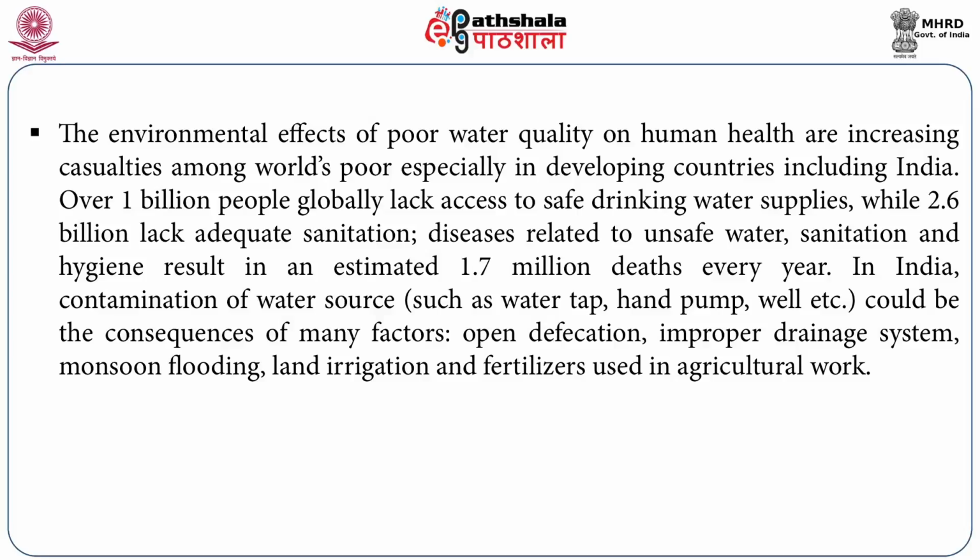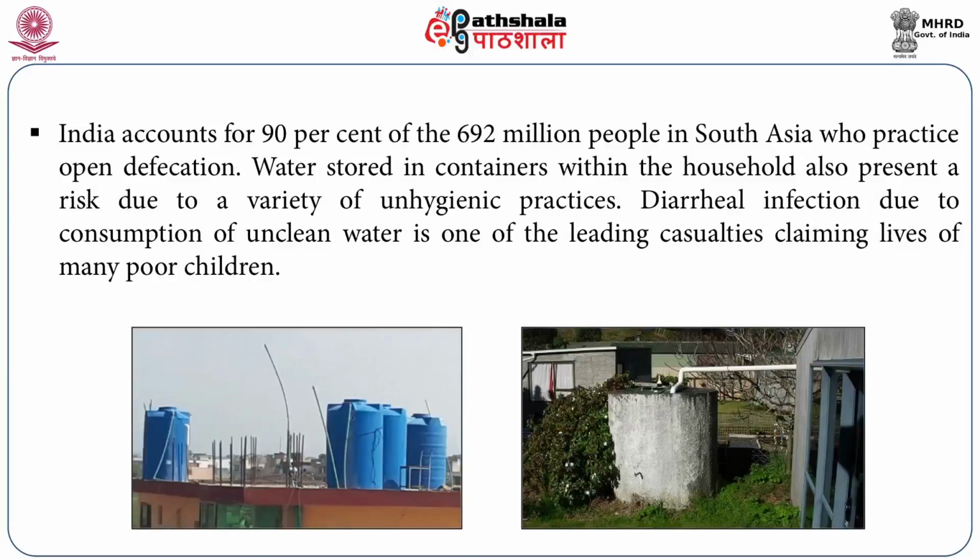In India, contamination of water sources such as water tap, hand pump, well, etc., could be the consequence of many factors: open defecation, improper drainage systems, monsoon flooding, land irrigation and fertilizers used in agricultural work. India accounts for 90% of the 692 million people in South Asia who practice open defecation. Water stored in containers within the household also presents a risk due to a variety of unhygienic practices.